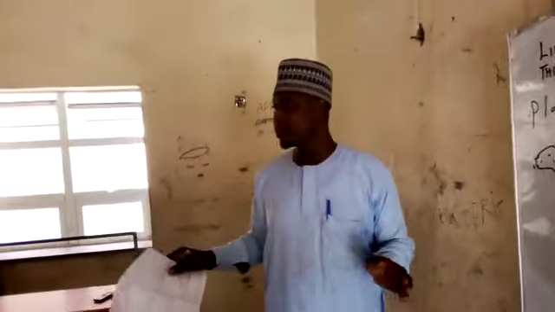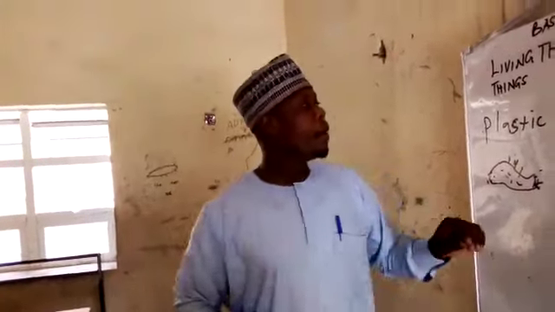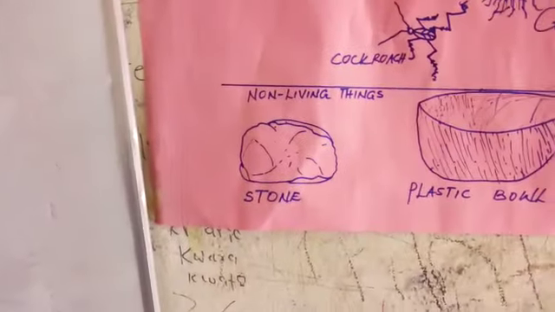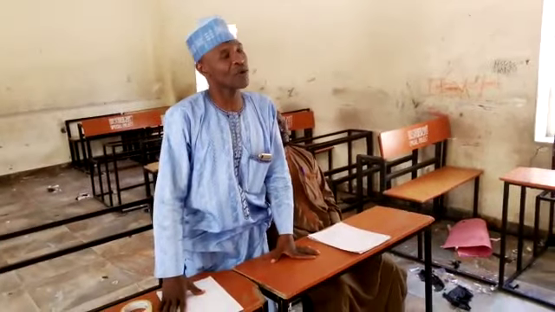Any other question? No question. Okay, let me ask you a question. If somebody asks you, is a stone a living thing, what will you say, please? I will say a stone is not a living thing. Why? Because a stone cannot move from one place to another. That's very good.